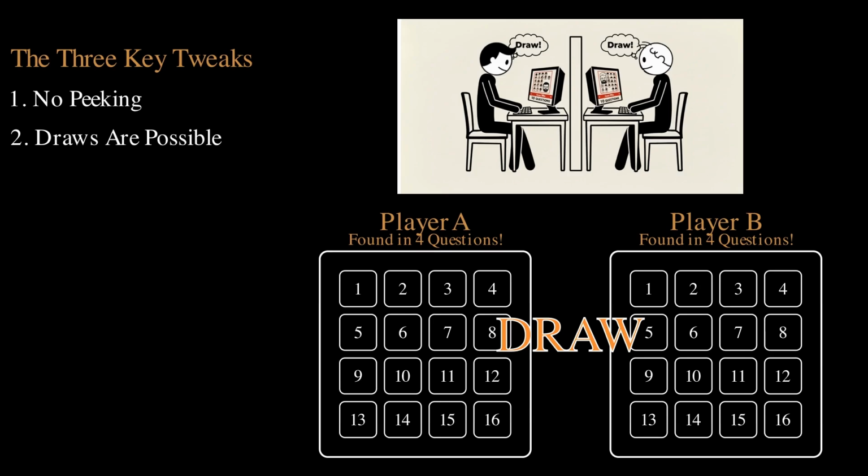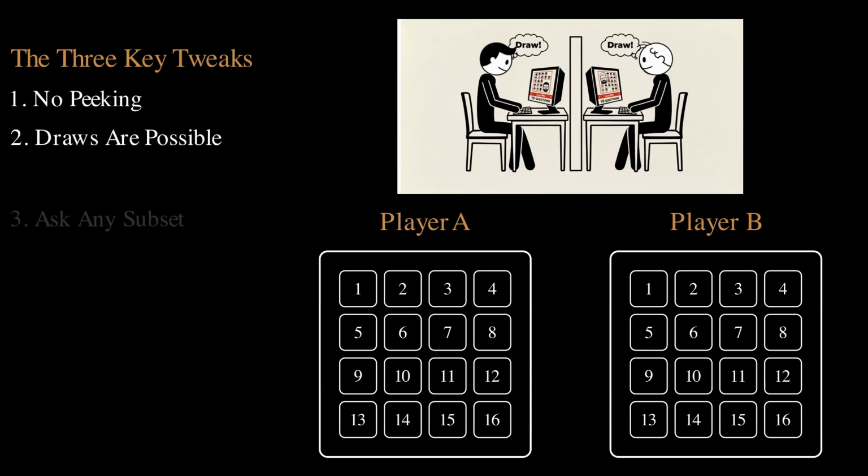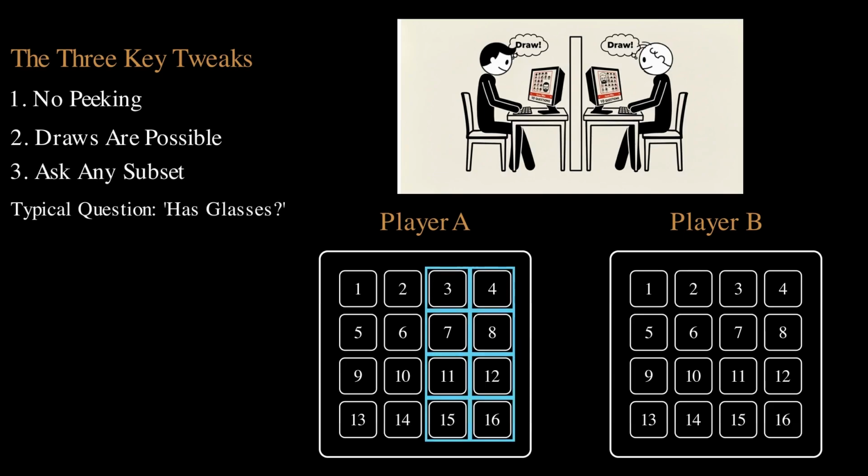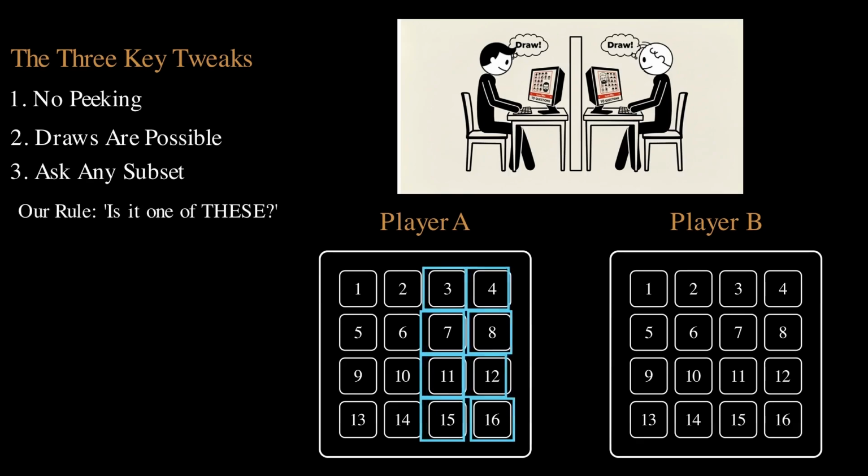And finally, the big mathematical simplification. You can ask if the card lies in a given subset, not just glasses or no glasses. This allows us to treat the faces as numbered cards. With the rules clear, let's dive into the strategy.